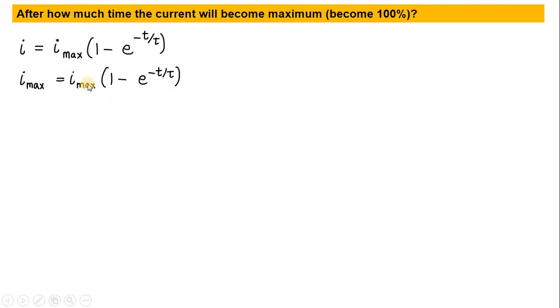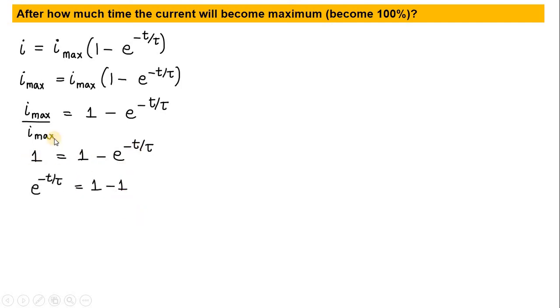Then this I max we bring to the left side. I max upon I max is equal to this. This ratio is equal to 1. 1 is equal to 1 minus e power minus t by tau. Then this exponential function we bring to the left side, so on the right side you get 1 minus 1, which is obviously 0. So we get e to the power minus t by tau equal to 0.